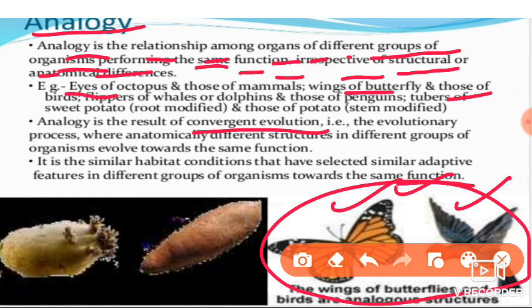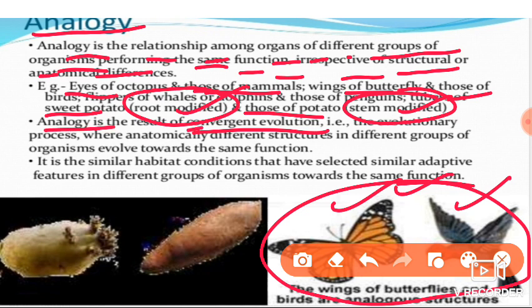Another example given here is the eyes of octopus and mammals, and along with that sweet potato and potato. Sweet potato is the modification of root and potato is the modification of stem, but the function is the same. Both of them store food. Storing food is the main function, but structurally they are different. The main goal is just to store the food. And the analogous organs are the result of convergent evolution.